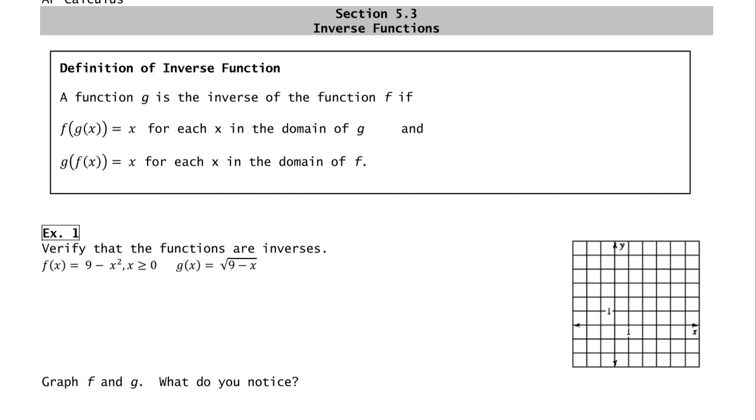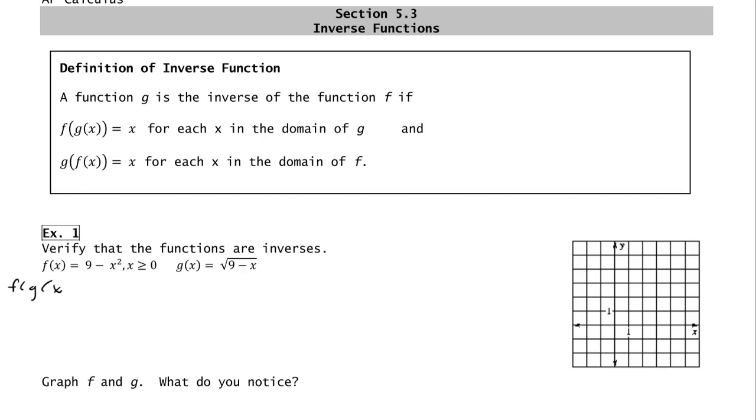Just going back to what an inverse function is, though, if you can take f of g of x, so composition of functions, and g of f of x, and in both cases they equal x, then g is the inverse of f. So one way to think about it is like f undoes what has been done by g and vice versa. So if you're asked to verify that these functions are inverses, what you need to do is find f of g of x and g of f of x. We should get x, as we just mentioned.